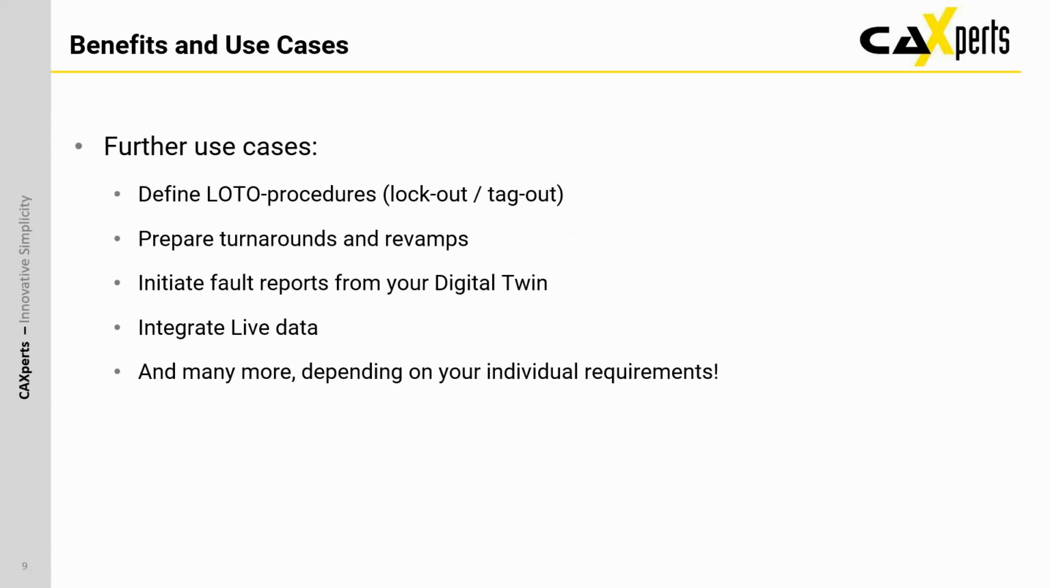So what further use cases do we have for an owner and operator? One of the major, well, I'd say challenges is LOTO procedures, meaning lockout, tagout procedures to define lockout, tagout lists, to define a state for a certain valve before shutting down a branch to exchange a pump or similar. You can prepare turnarounds and revamps. Especially in turnarounds, time is also a very important cost factor. During a turnaround, you really want everything to go by schedule.